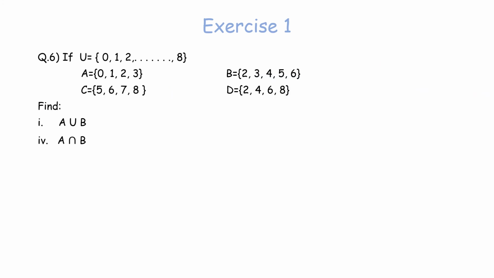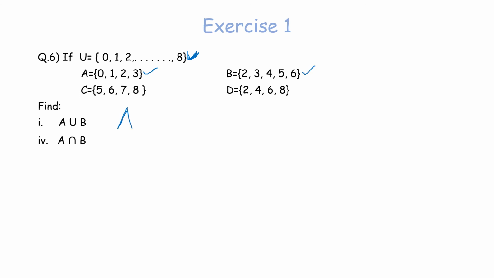Now question number 6, I am going to do only the first and fourth part, and you have to do the rest of the parts till 6. Okay, the universal set is given here, but to find intersection and union we don't need this universal set. It's for other parts where we have to find difference and complement, that we will do in our next lecture. So we only have to find the union of A and B, so we will use this set and this set.